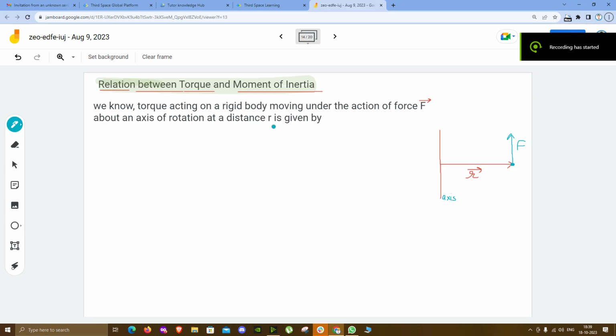Okay guys, so today we will be learning about the relation between torque tau and moment of inertia I. We'll see how they relate to each other and we will derive the relation.